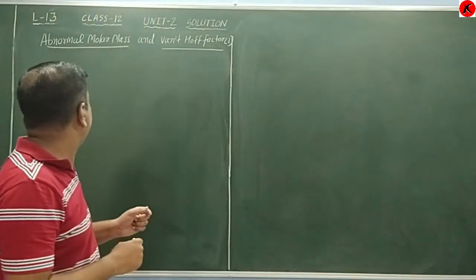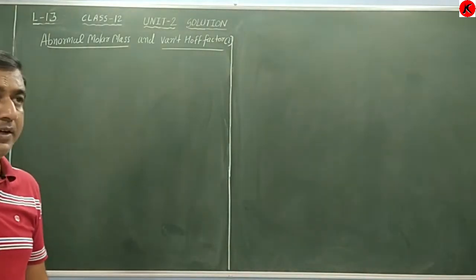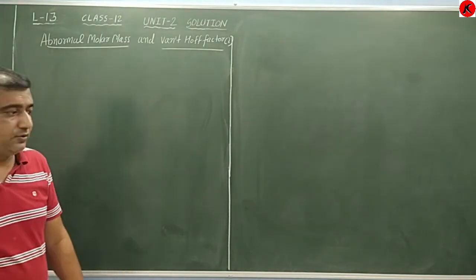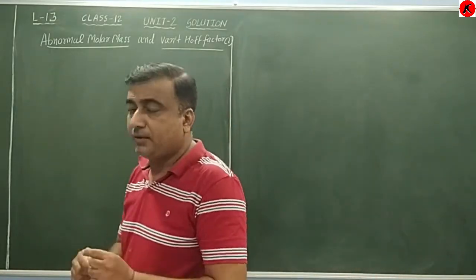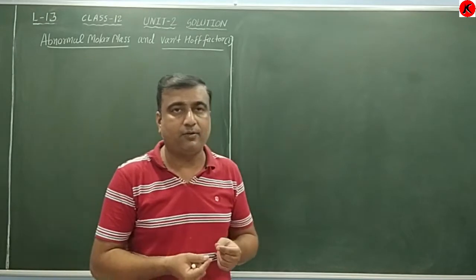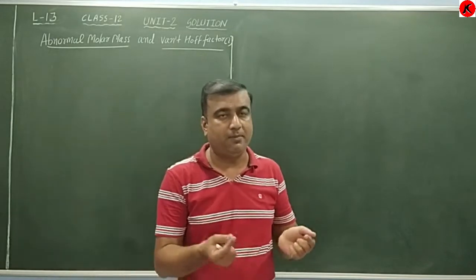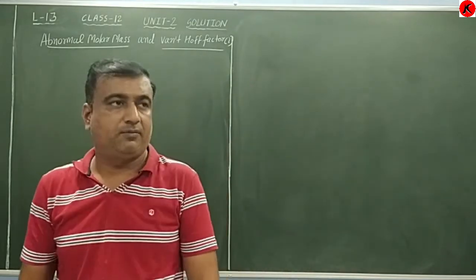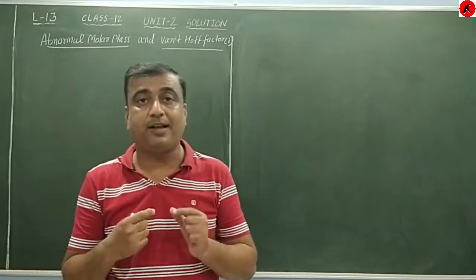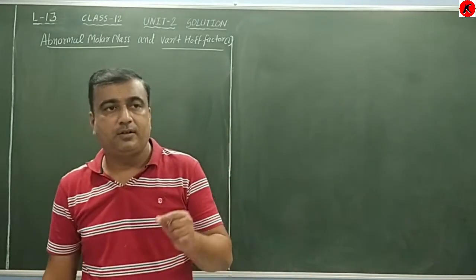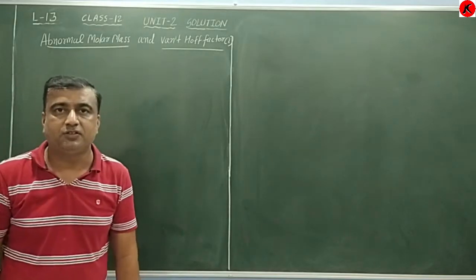Before going to the discussion regarding abnormal molar mass and Van't Hoff factor, we have to understand two phenomena, dissociation and association. When a solute is dissolved in a solvent, a solution is formed. Suppose the solute is a non-electrolyte, then there will be no problem. The number of particles remains the same before and after the solution is prepared. But when an ionic compound, otherwise an electrolyte, is used as a solute to prepare the solution, then the number of particles will change.